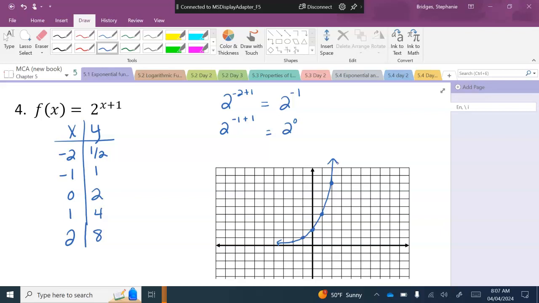That's just halfway between 0 and 1. Either way, whatever works best for you.